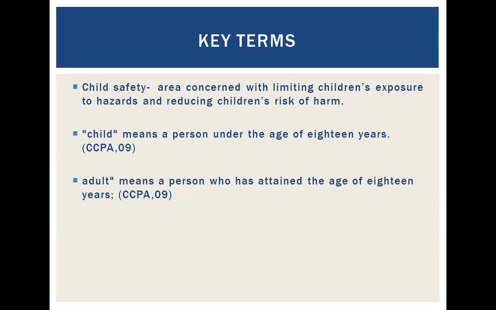So we're starting off with child safety, and this area is concerned with limiting children's exposure to hazards and reducing children's risk of harm. We also have the definition of a child, and it states here it means a person who is under the age of 18 years old. Also, an adult means a person who has attained the age of 18 years old. And these key terms are defined by the Child Care and Protection Act, which was revised in 2009.